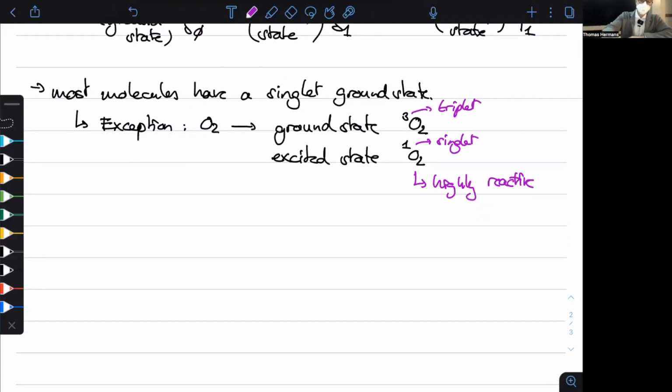Okay, so we're going to come to a very, very huge scheme, which is called the Jablonski diagram. There are many different ways that people draw it, and there are a lot of different processes, but if you understand this scheme, you will understand all the concepts in this course very easily, okay?